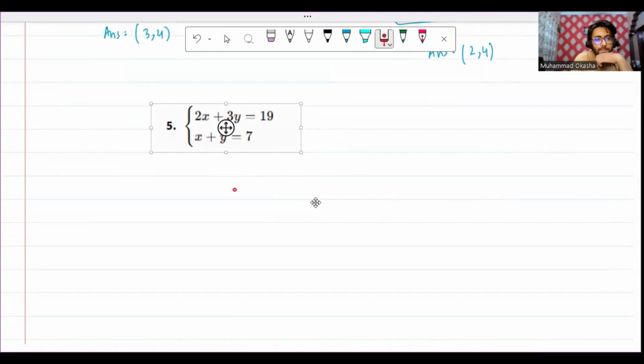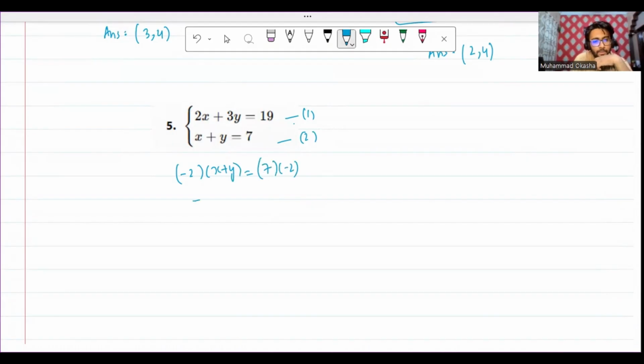So to cancel out x, there should be a -2x. Right? So let's multiply equation 2 by -2. Equation 1 and equation 2. So -2 times x plus y equals 7 times -2. That is going to be -2x, -2y equals -14. Let's call this equation 3, right?